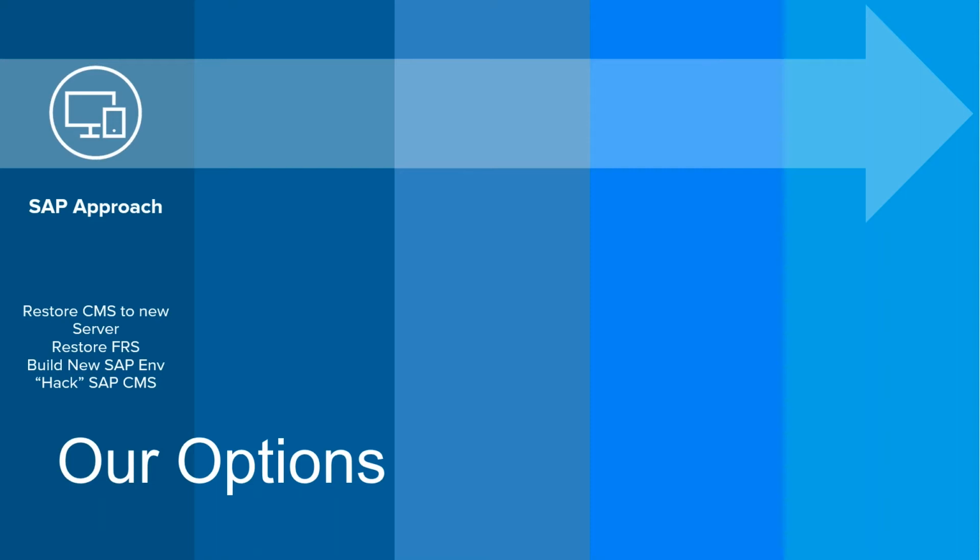So when we started this journey, we had what I'm calling the SAP approach. This is the default approach recommended by SAP. What I mean is if you search for disaster recovery for SAP BusinessObjects, you will eventually find a knowledge base article that describes this process. It involves basically restoring a backup of the CMS.